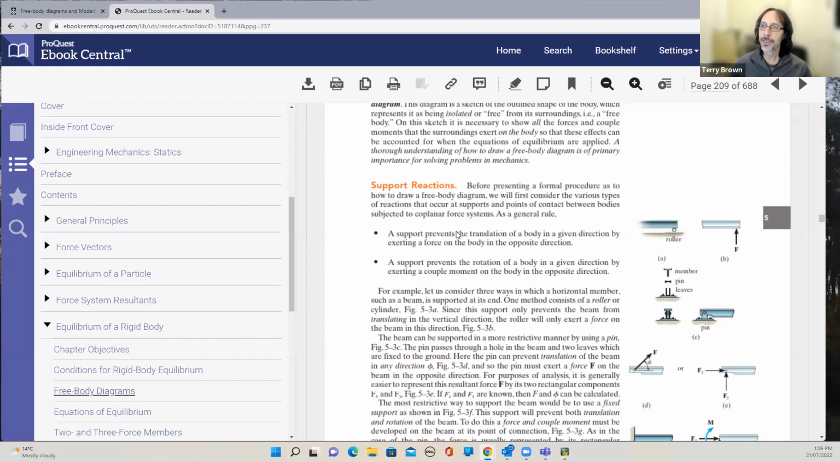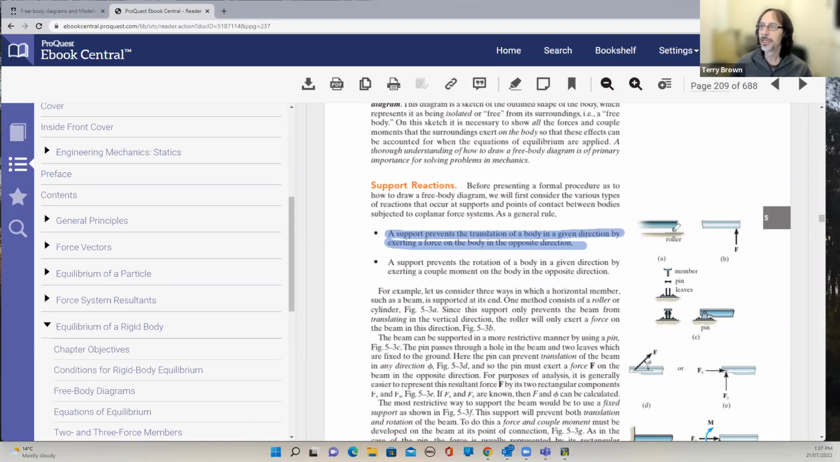And the thing that guides you, no matter what the support is, are these two statements here. The resolution's not great, but anyway, we'll carry on. The two key things that you need to pay attention to are these two things here. Firstly, if the support prevents translation of a body in a given direction, then there must be a reaction force exerted on the body in the opposite direction.